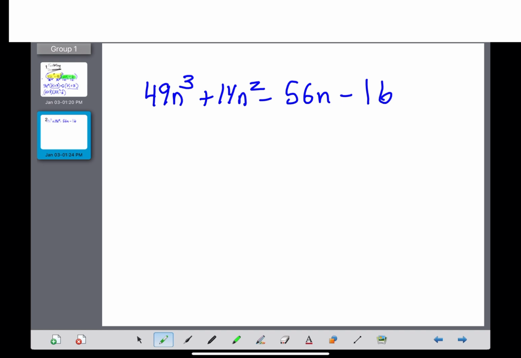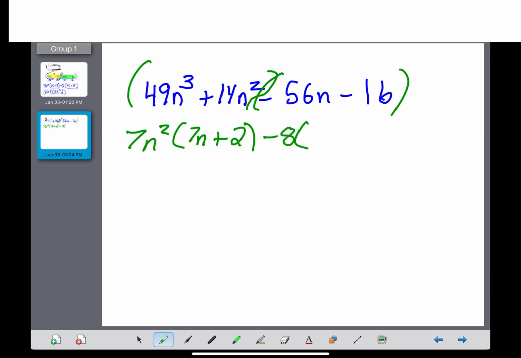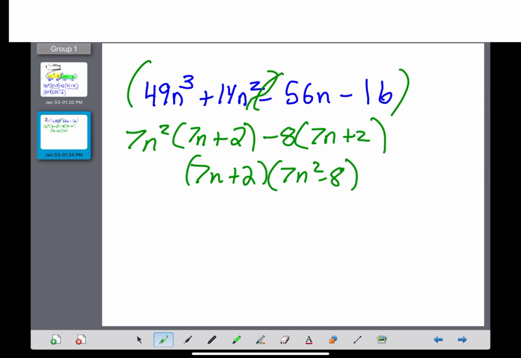All right, so if I look at the first two, what's the GCF? 7n squared. So that leaves me with 7n plus 2. Common factor for the second one, negative 8. Is that right? Yep. So then that leaves me with 7n plus 2. So the factored form of this is 7n plus 2 and 7n squared minus 8. Any questions with that?